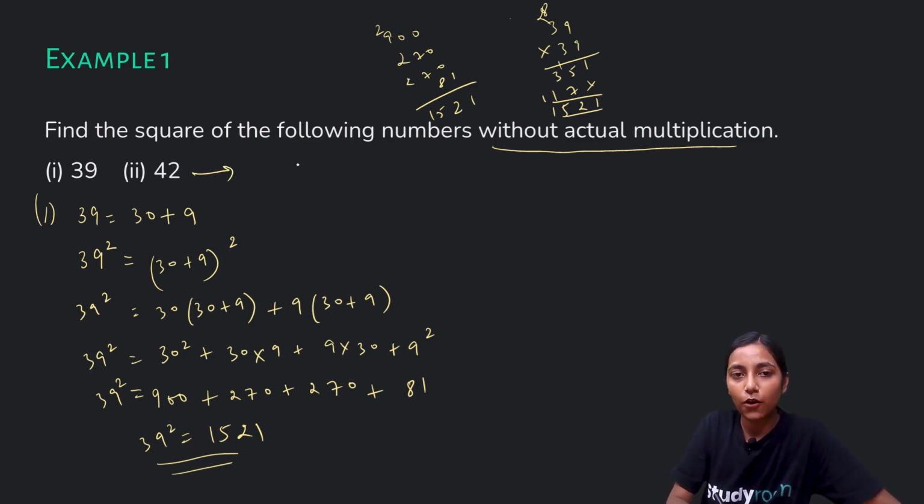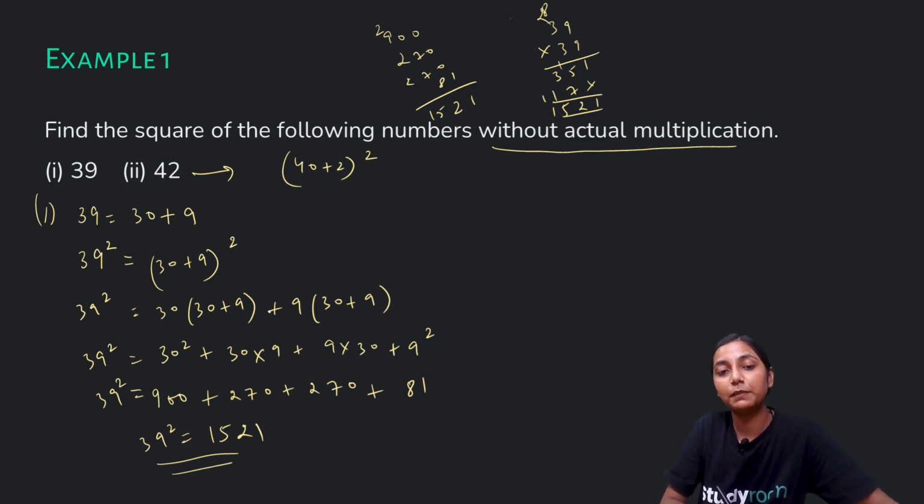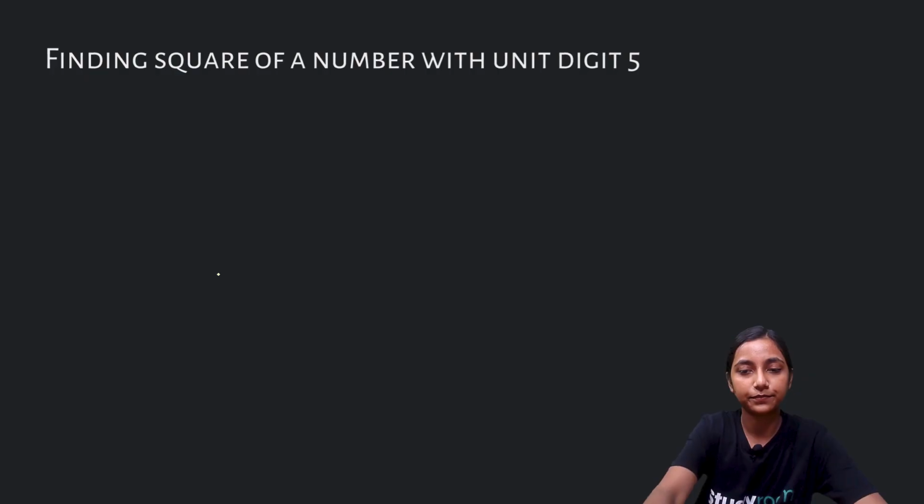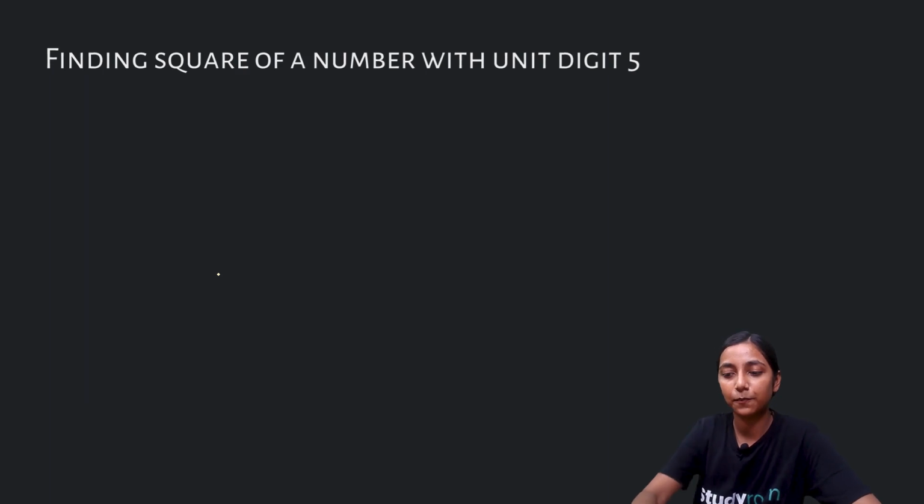So I'll show you how you have to do it. You are going to do 40 plus 2 and find the square of this. Again, you have to write it as this. After this step, you have to open up the bracket and solve these easy squares. And then finally add the numbers that you get. This is how you do it. Do the second part yourself.